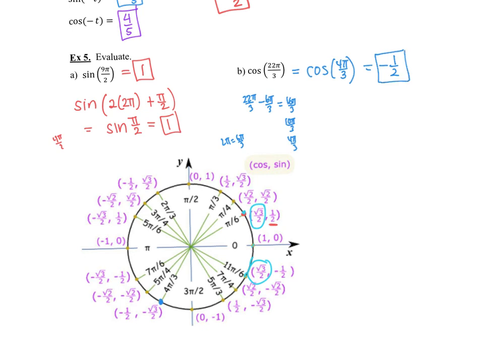You could also go to your unit circle and count to 22 pi over 3. This is, let's see, 1 pi over 3, 2 pi over 3, 3 pi over 3, 4 pi over 3, 5 pi over 3, 6 pi over 3, 7 pi over 3, 8 pi over 3, 9 pi over 3, 10 pi over 3, 11 pi over 3, 12 pi over 3, 13, 14, 15, 16, 17, 18, 19, 20, 21. Where am I going to? 22. Takes me down to 4 pi over 3, and I can see from there that the cosine is actually negative 1/2.